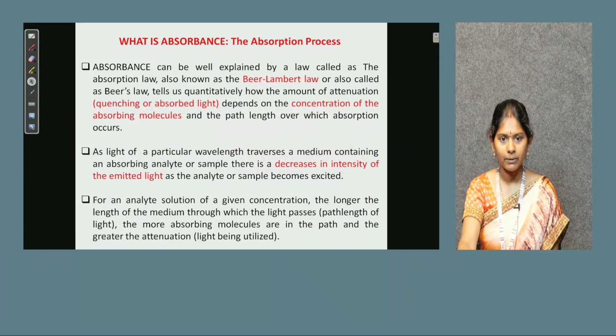Comparing the other parameter, that is the path length: the longer the length of the medium through which the light passes, the greater the amount of absorbing molecules present in that particular pathway. Hence the path length is also directly proportional to the absorbance in a particular solution.